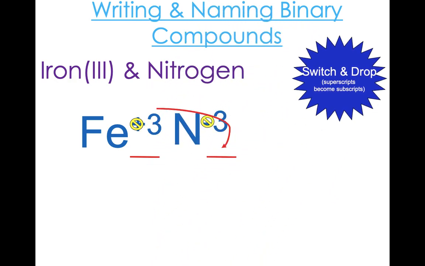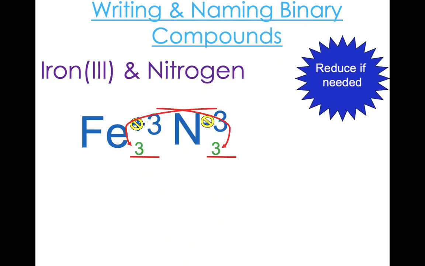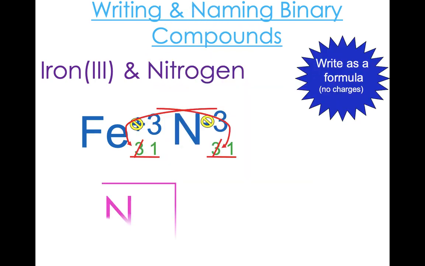So a 3 comes down next to nitrogen, and a 3 comes down next to the iron. Can we reduce that? A 3 and a 3? Absolutely. It's going to get reduced down to a 1 and a 1. So the ratio between the iron 3 and the nitrogen in the crystal is going to be a 1-to-1 ratio, so the formula is FeN.